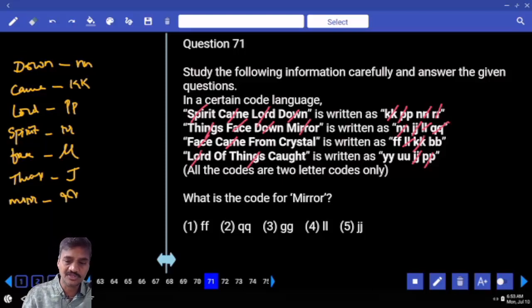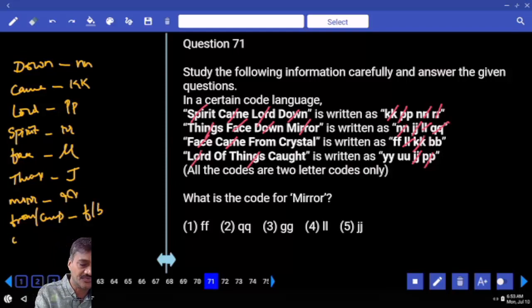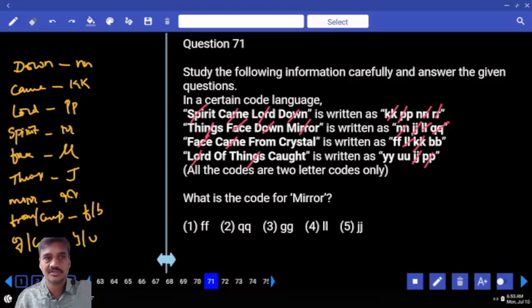Then if you compare these two, from and crystal are the two words that are left out in the third one. And what are the codes that are common here? F and P are the two codes that are common. And here, the last one, off and caught are the two words that are left out. And the code that is common is Y and U in any order. Now these are the words and their corresponding codes.